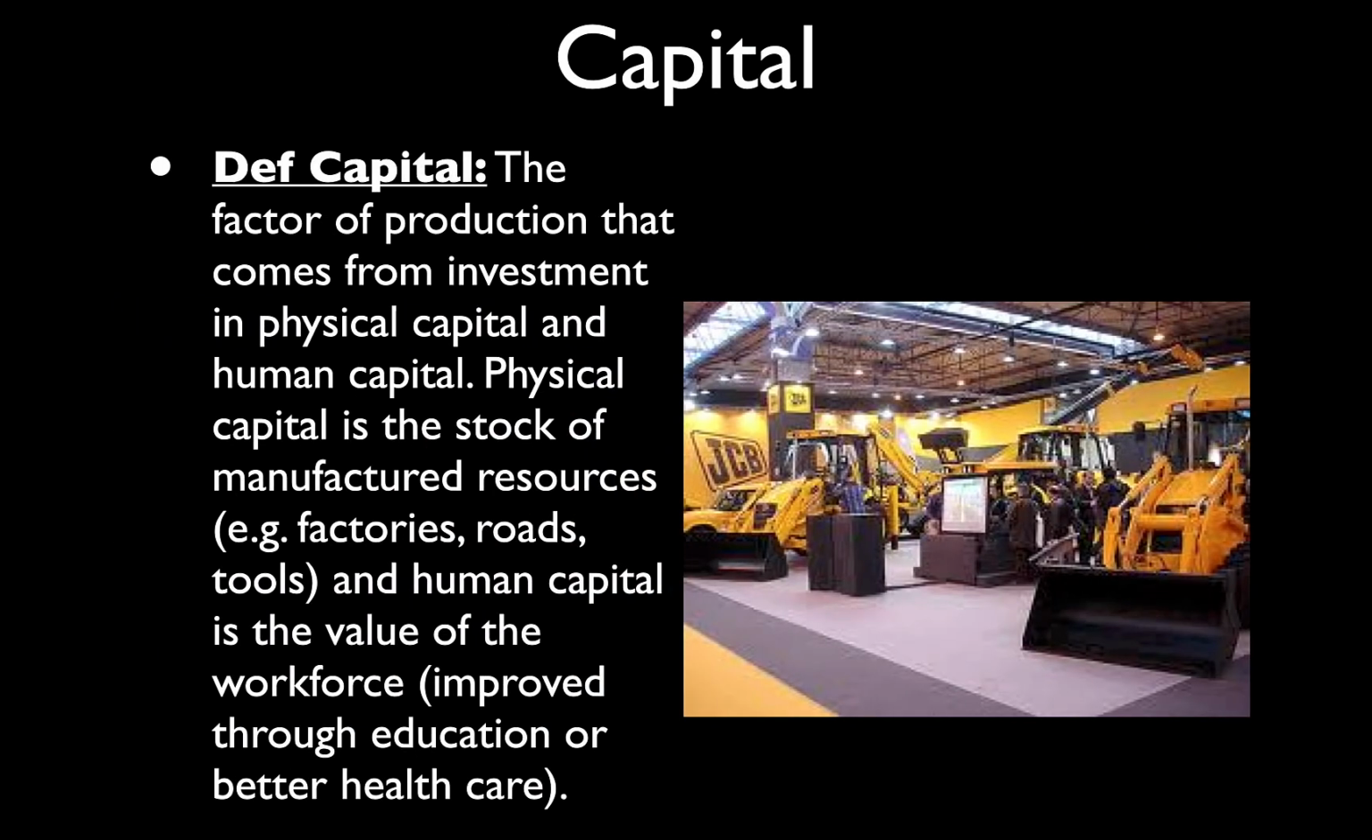Like everything, now this is a crazy long definition, don't blame me, it's the IB that have defined this, but what is the definition of capital? It's the factor of production, we know, that comes from investment in physical capital and human capital. Right? So we're going to talk about investment in the next video, but right now just realize investment is essentially making capital. Physical capital is the stock of manufactured resources, factories, roads, tools, and human capital is the value of the workforce improved through education and better healthcare.